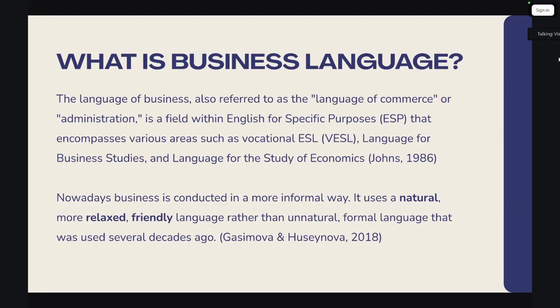So what is business language exactly? The language of business is also referred to as the language of commerce or administration, right? This is a subgenre or a sub unit of the field of English for specific purposes. We call it ESP. What this means is that it is the kind of English that you teach to people of a certain subject.